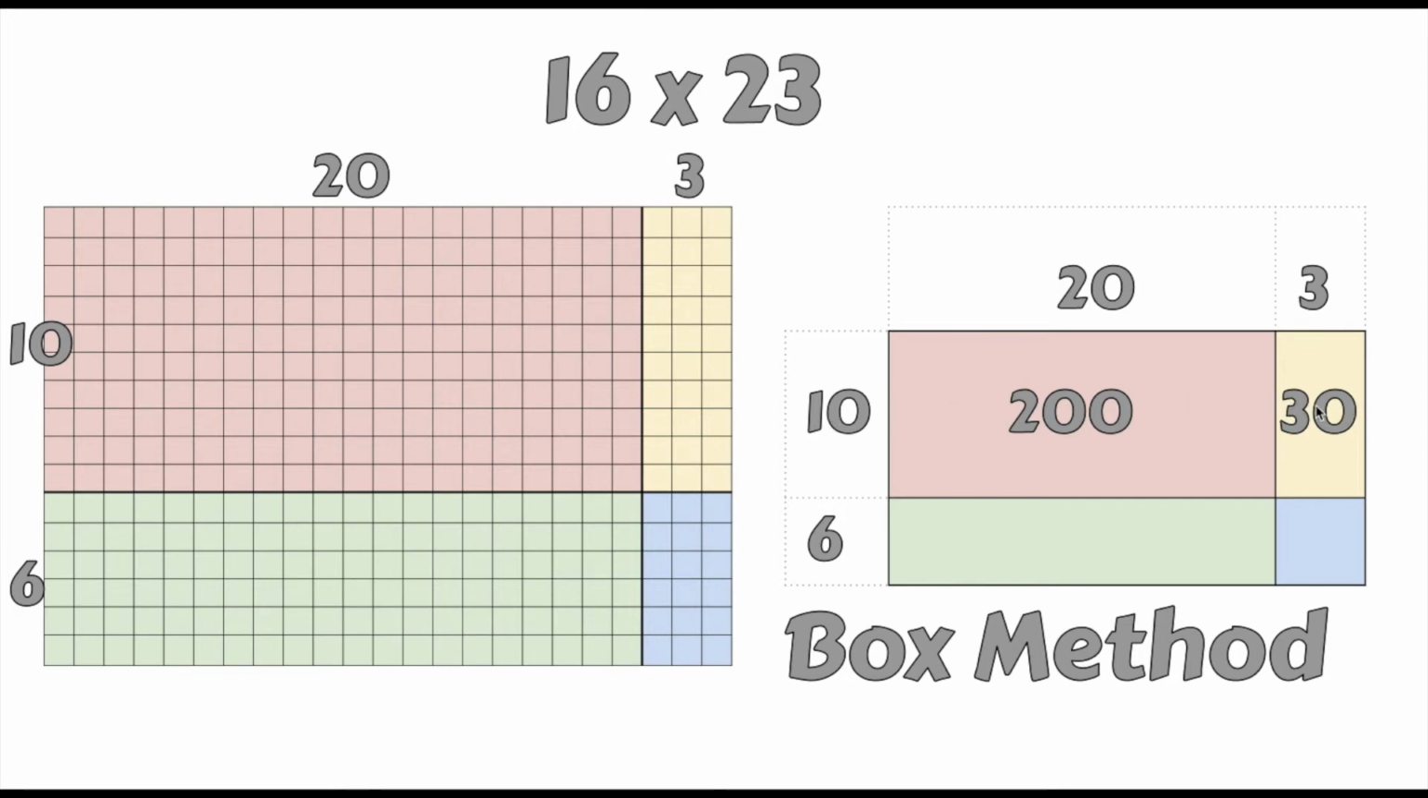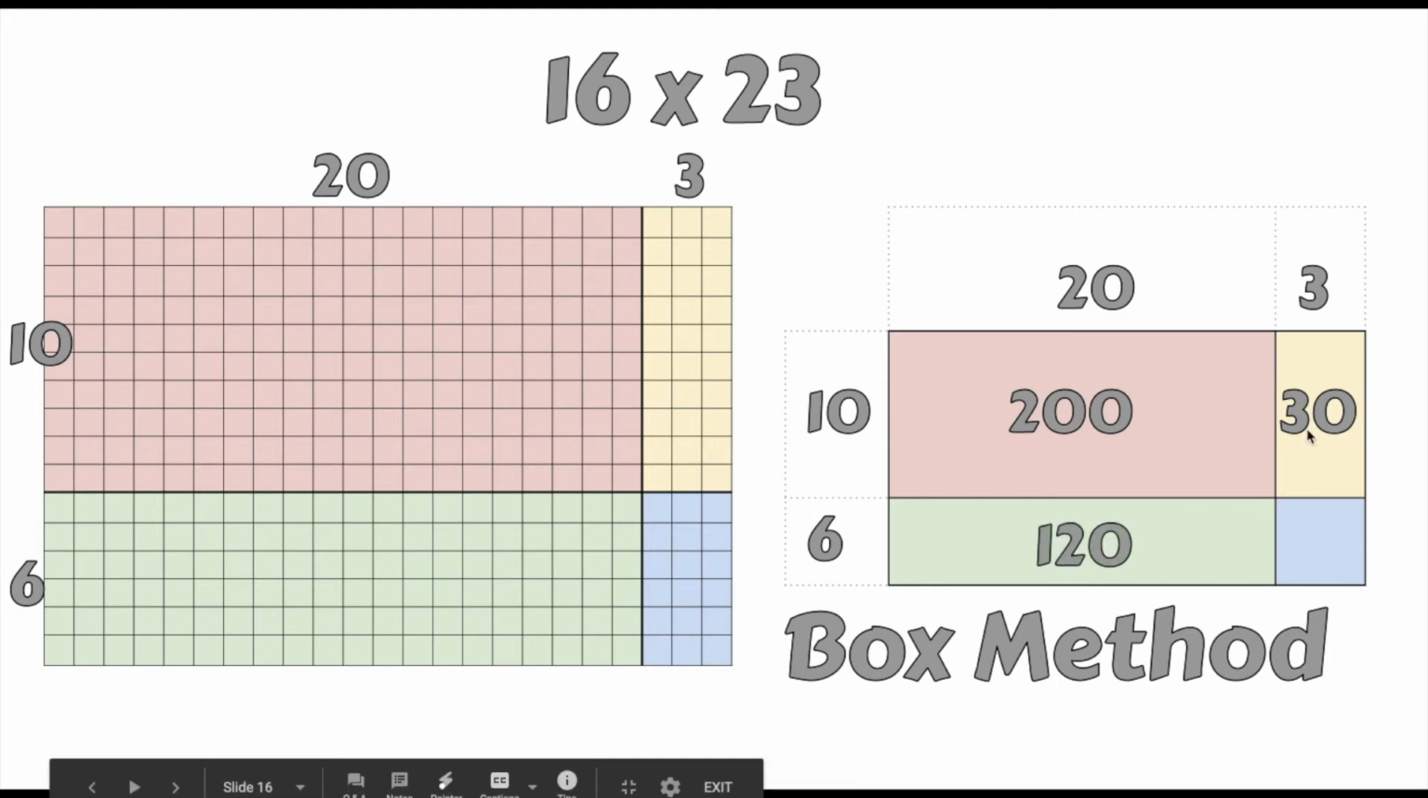In the box method, you're really just looking at which numbers line up with each section. So for the yellow section, I see the 3 and the 10 are supposed to be multiplied. The green section, I see the 20 and the 6 are supposed to be multiplied, which makes sense if I look over here because I have 6 rows and each of these rows have 20. So 6 times 20, well 6 times 2 is 12. 10 times greater than that, 120.